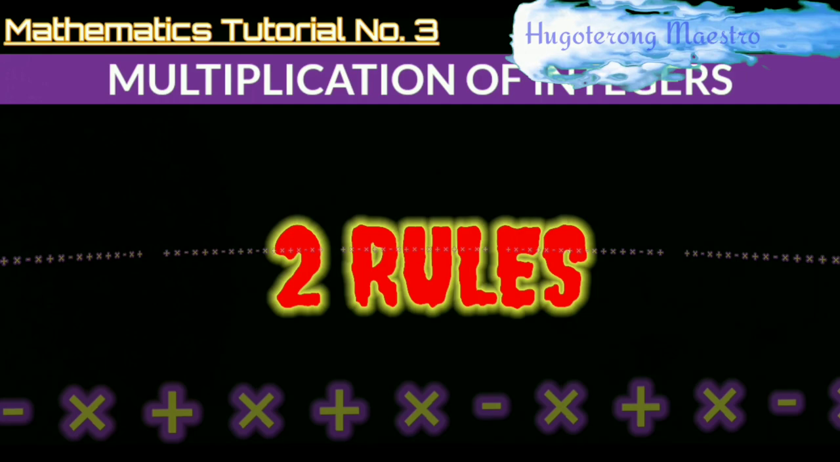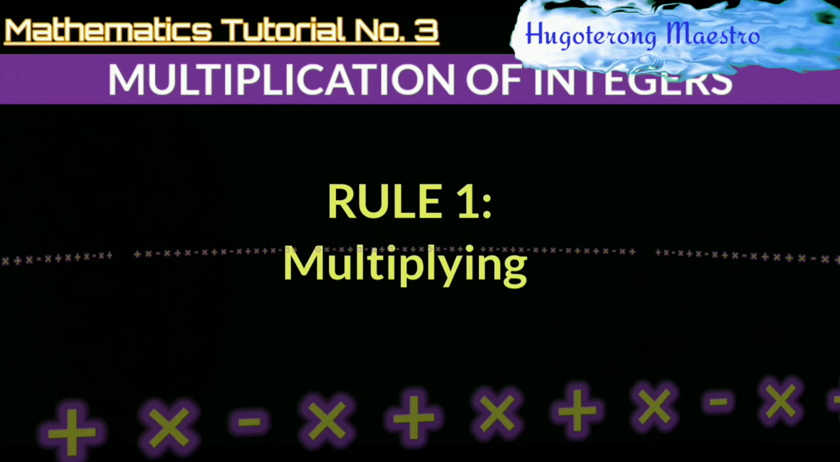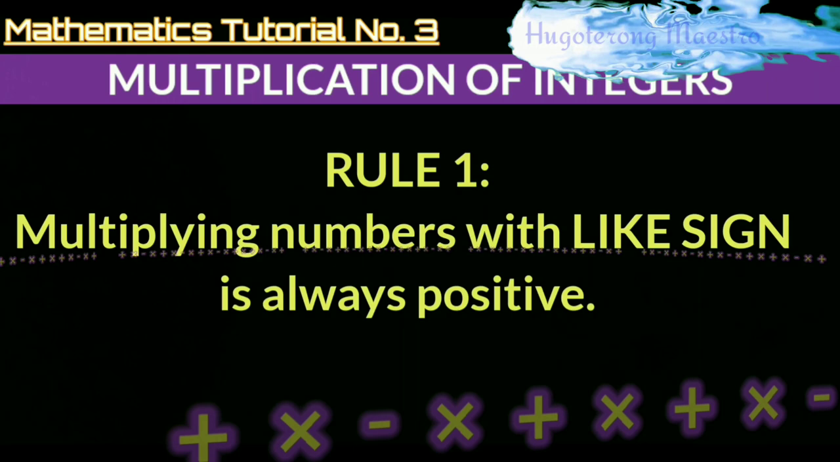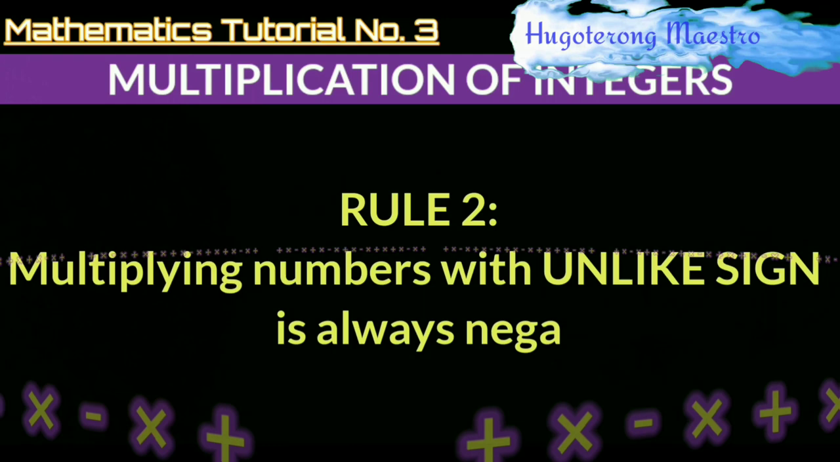Magsisimula po tayo sa multiplication of integers. We have two rules on how to multiply integers. Rule number one, multiplying numbers with like sign is always positive. Rule number two, multiplying numbers with unlike sign is always negative.